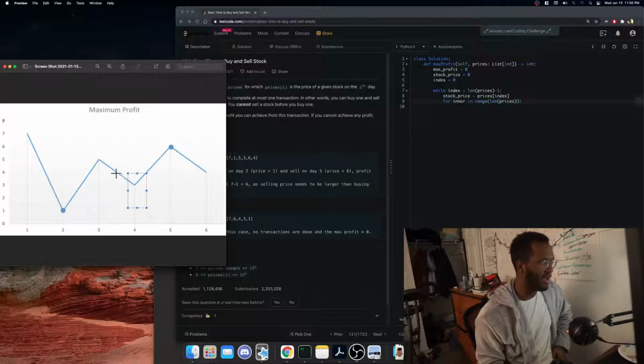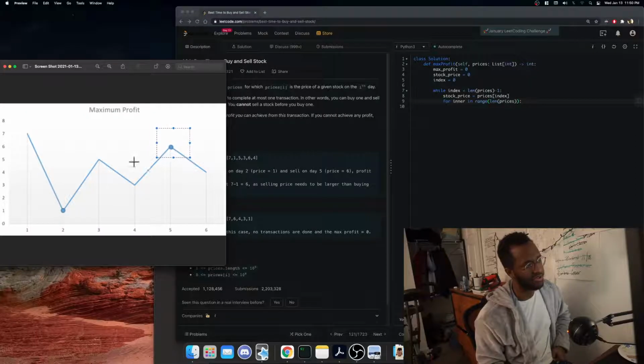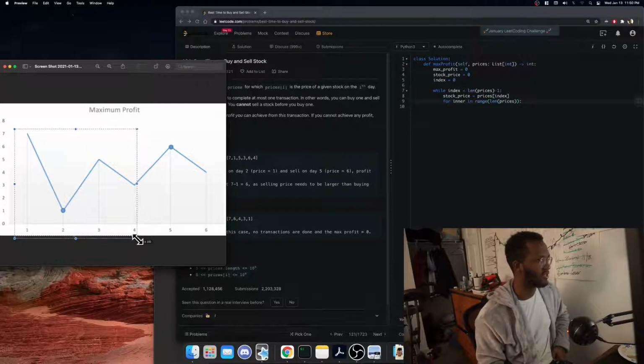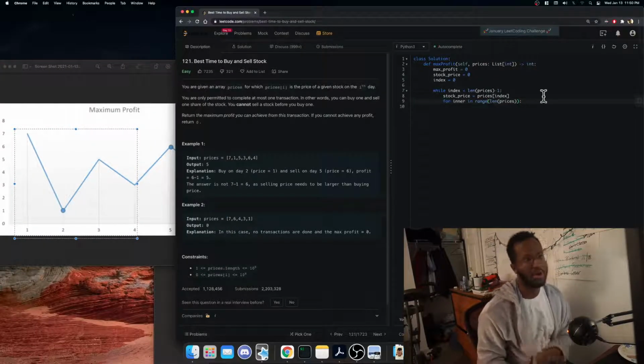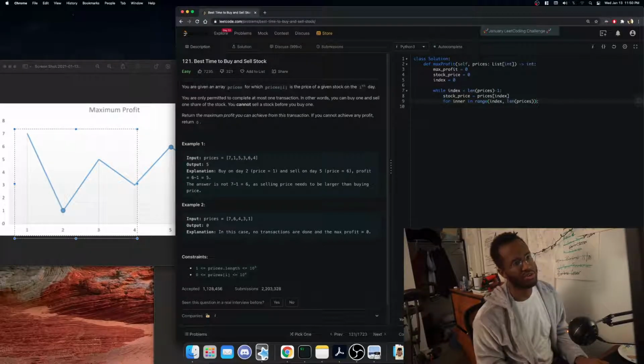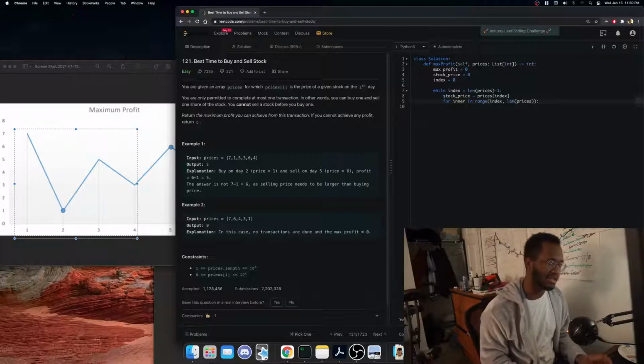So if we buy on the 4th day, we can only sell it on the 5th, 6th, and any day after the 4th. We can't sell it on the first, second, and third days. So that's why our loop is actually going to start from index and then go to the length of prices. So that makes sense there.